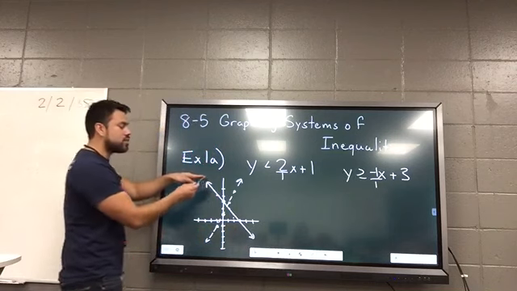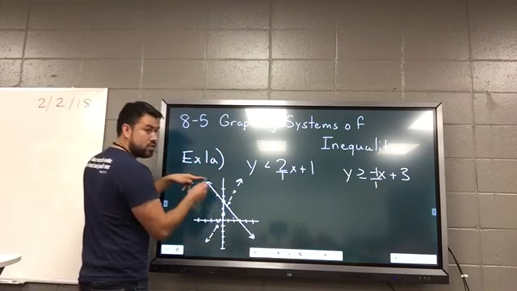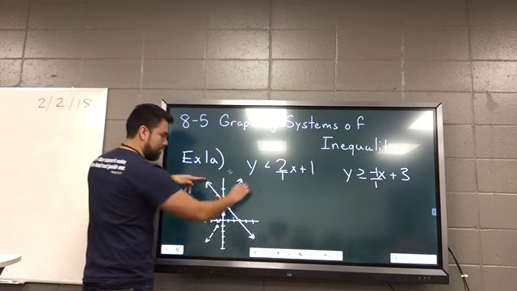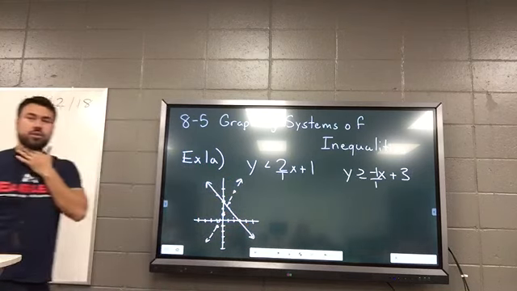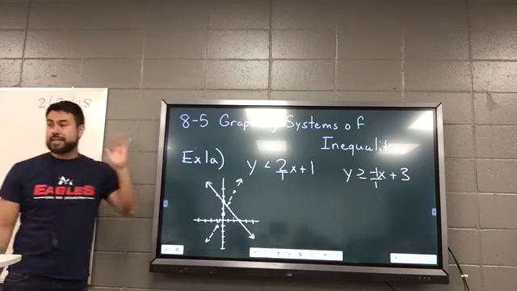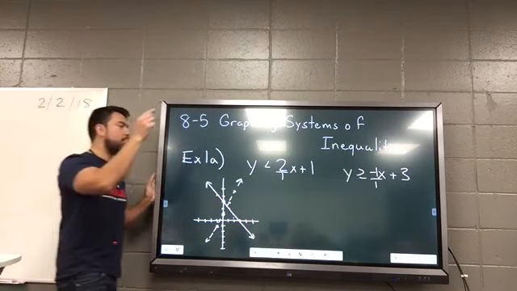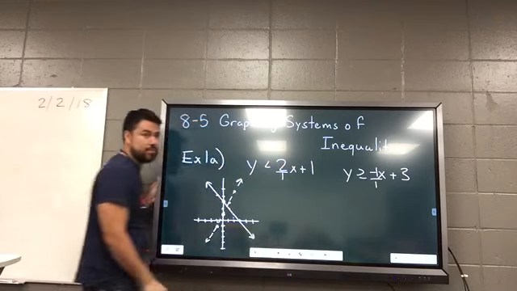And if I were just graphing the solid line, what region would I have to shade? Above or below it? Above it. Okay. But I want to solve the system of inequalities, so I have to find out what region would fit both of these at the same time?